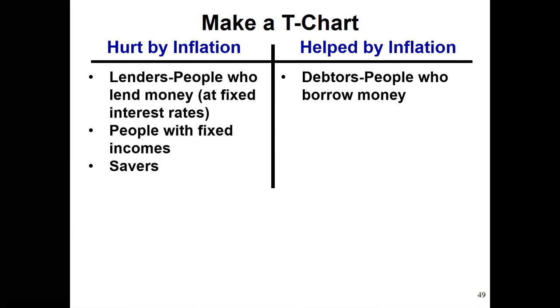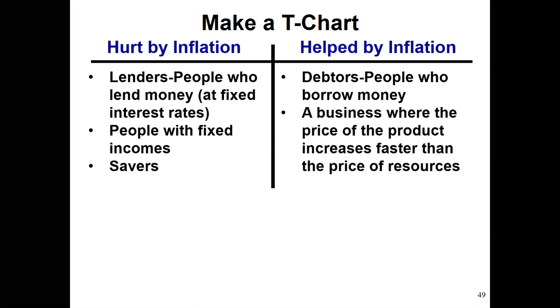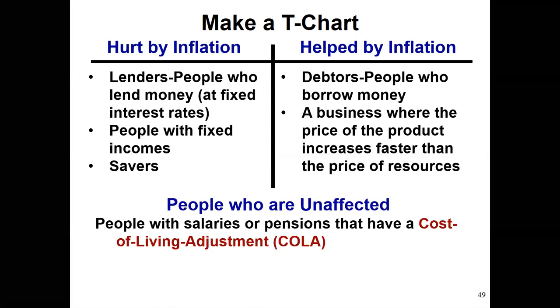All right. Businesses: if inflation's going up and I could charge more, but I have labor contracted for a year, so their wages are frozen, that helps me because for a year I'm increasing my prices, I'm bringing in more revenue, and my cost is staying the same. Right? People who are unaffected have a cost of living adjustment. So that would mean if inflation goes up 2%, my salary goes up 2%. Right? So therefore, I'm not affected by inflation.